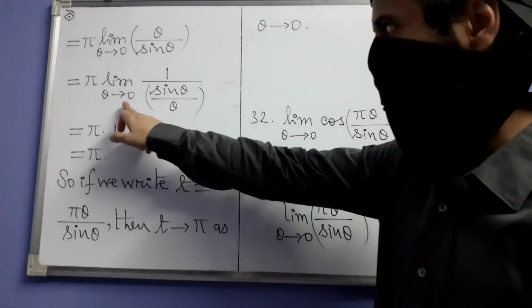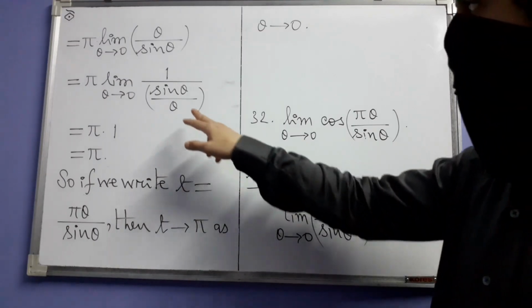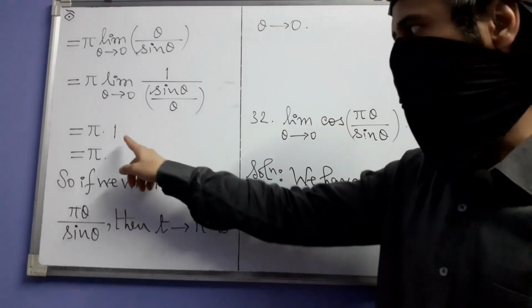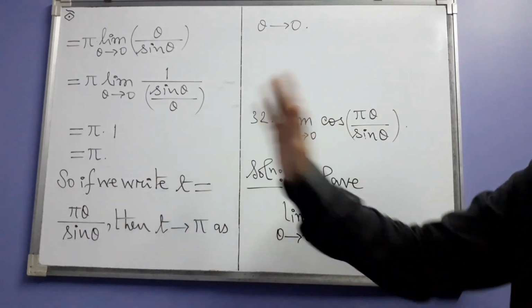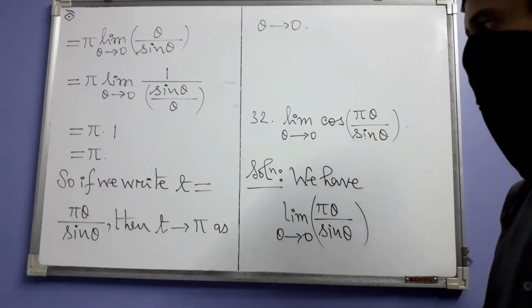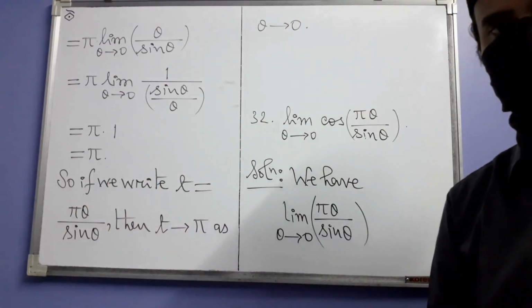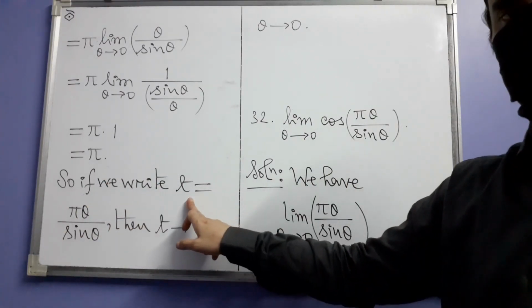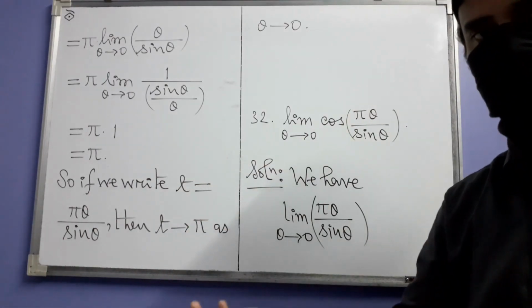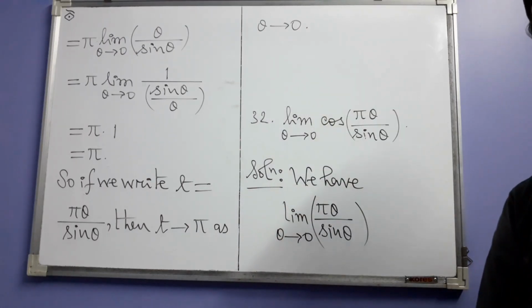Now you know that the limit of this is 1, which is non-zero. So the limit of its reciprocal would be the reciprocal of 1, which is also 1. So that's how we find that this limit is pi. Or in other words, if you write a single variable in place of this function, and say that is t, then t is approaching pi, or the limit of t is pi as theta is approaching 0.